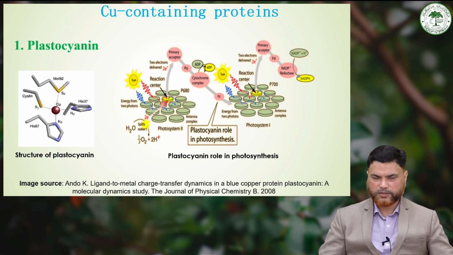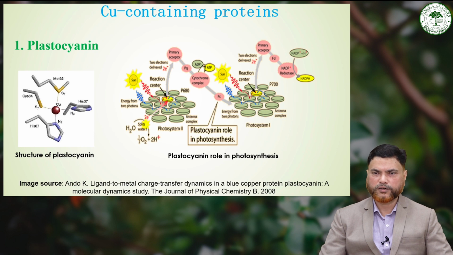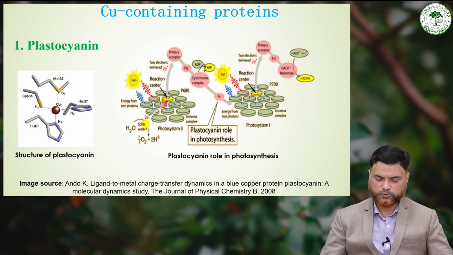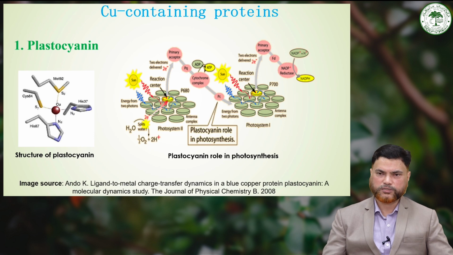So, now let us discuss in brief the different copper containing proteins. Copper is present in different parts of the plant as part of various proteins, and roughly half of the copper present in a plant is localized in the chloroplast, where it binds to plastocyanin and helps photosynthetic reactions.